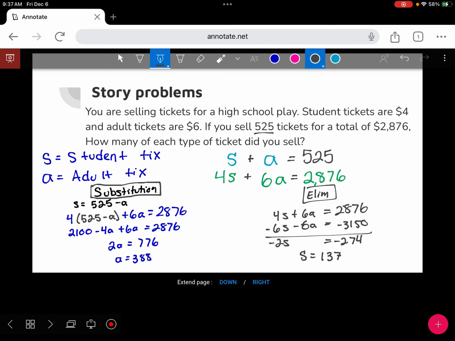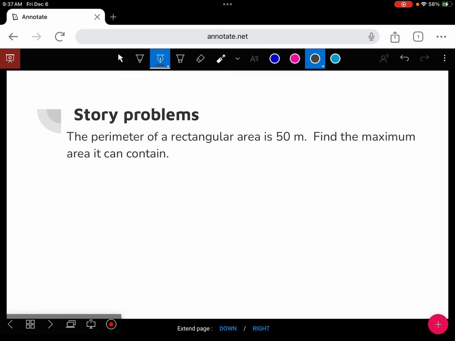The last one I want to do is the next one. This is a weirdly worded problem. It is a system, but it's kind of weird. It's our last one for today. So we have the perimeter of some rectangle is 50 meters, and we're trying to find the maximum area.